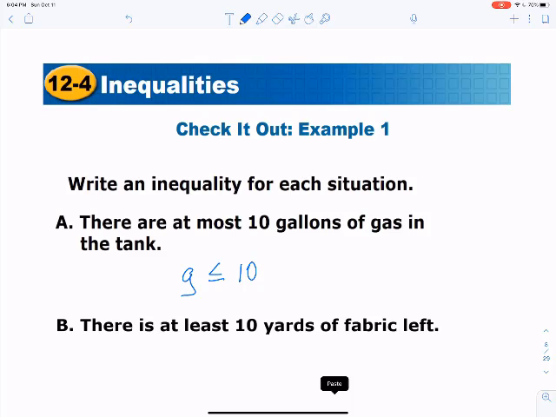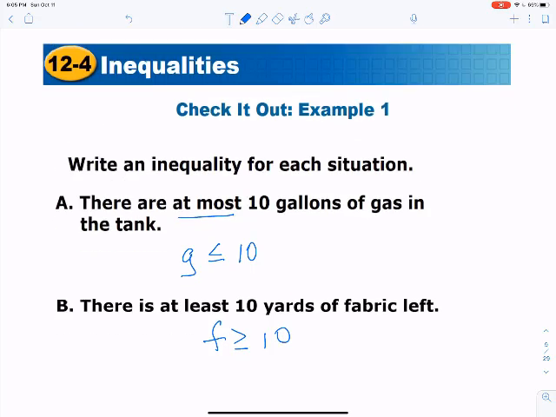This last one says there is at least 10 yards of fabric left. Again, I'm going to use F this time for fabric, and we've got a 10. There's at least 10 yards, so it could be 10, but there's also more than that. It could be 11 or 12. So the fabric has to be greater than or equal to 10, because at least means 10 is a minimum number. The "at most" up above is a maximum number.